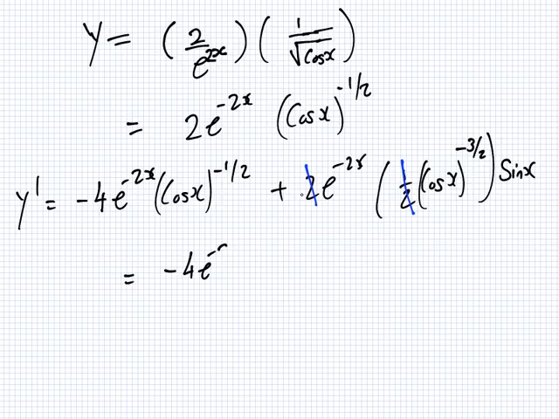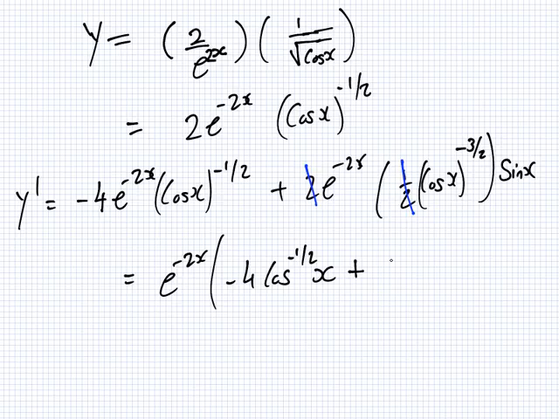Oh, and actually e^2x can come out, so I'll do that. e^(-2x) [minus 4 cos(minus a half x) plus sin x cos(minus 3 over 2 x)]. Okay, I didn't even have to do that.